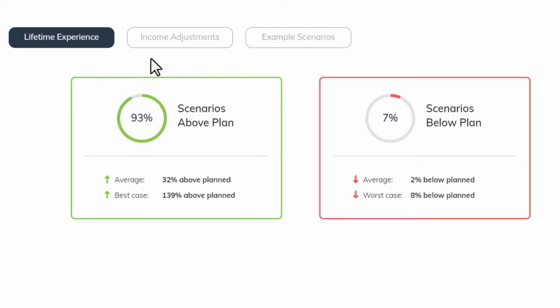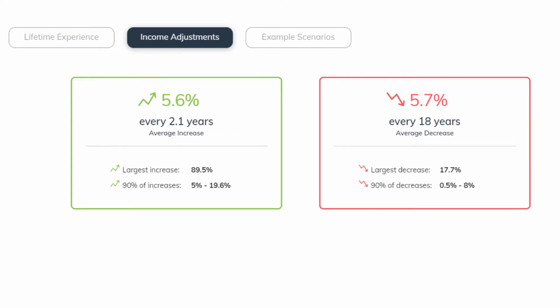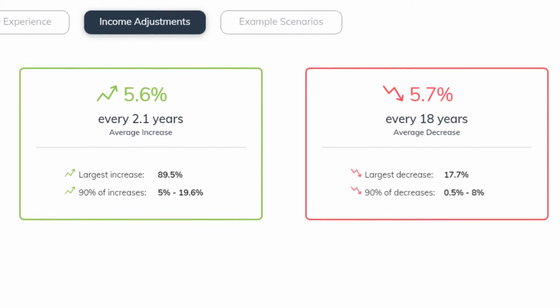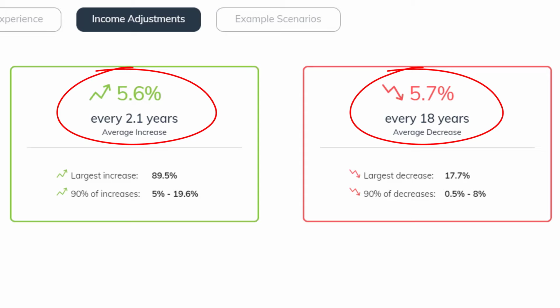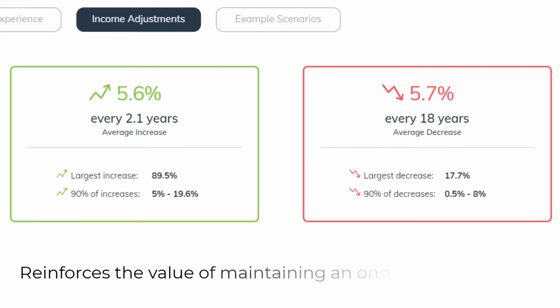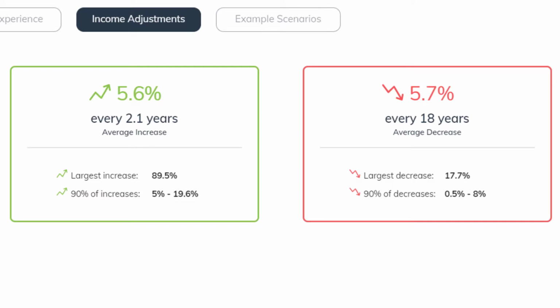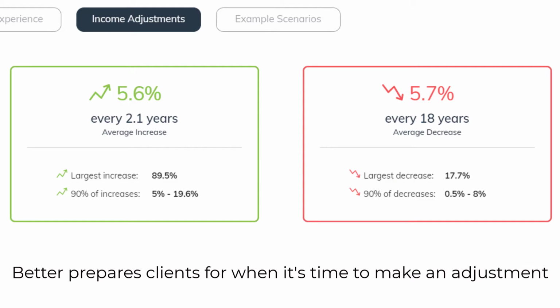In the adjustments section, you can gain a view into the frequency at which adjustments occurred in the test plan. This will allow advisors to set expectations around the possible cadence and size of adjustments. This not only reinforces the value of maintaining an ongoing relationship for the advisor, it also better prepares clients for when it's time to make an adjustment.